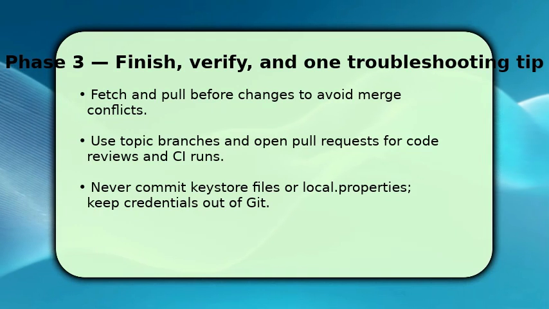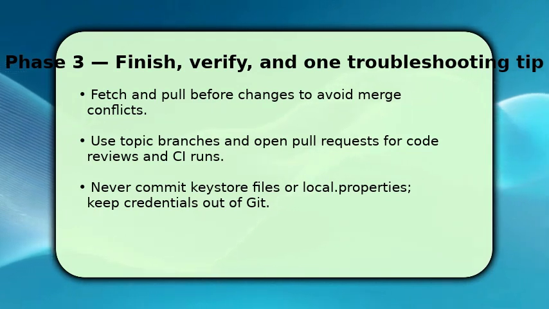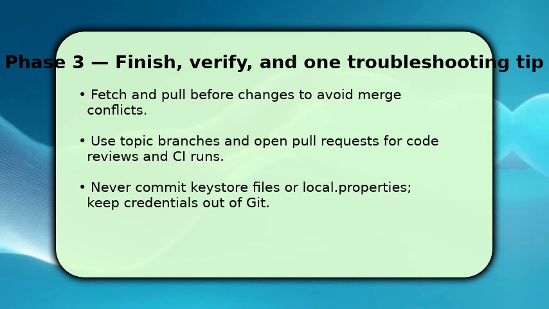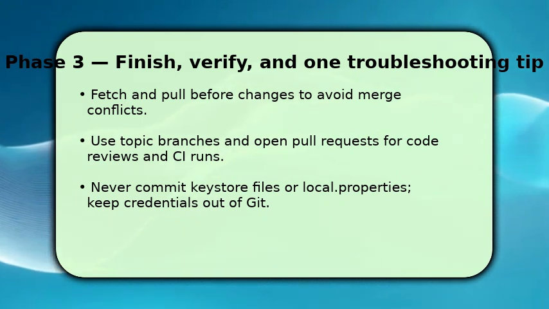Always fetch and pull from origin before editing to minimize merge conflicts in your branch. Create topic branches for features with git checkout -b feature/name and push them to origin for pull requests. Use GitHub pull requests to trigger CI and run automated Gradle builds before merging.